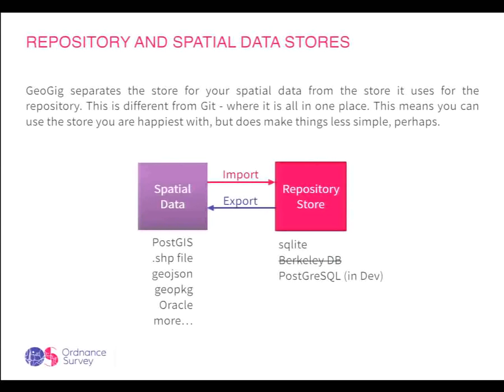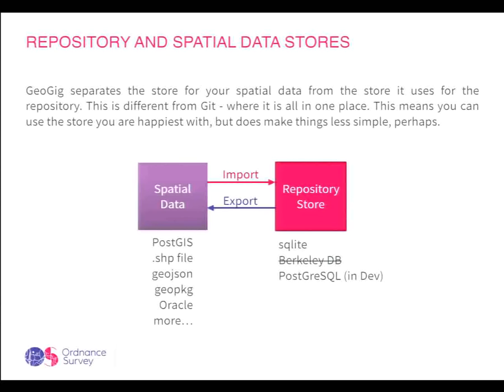The earlier versions of GeoGig used BerkeleyDB for the repository, and I think still the current version does actually. But because of licensing problems with BerkeleyDB, they're moving to using SQLite or Postgres for that repository storage, which means it can be quite interesting.